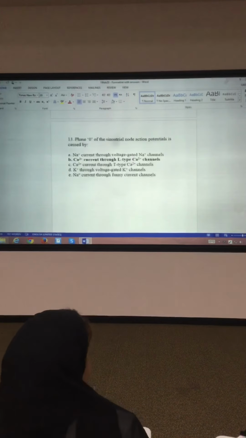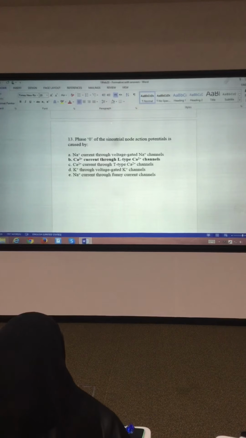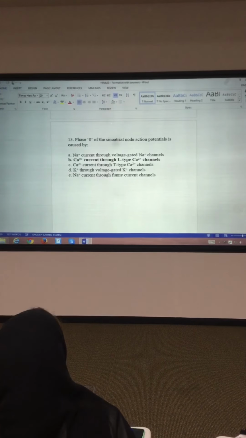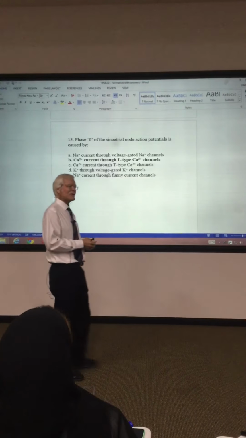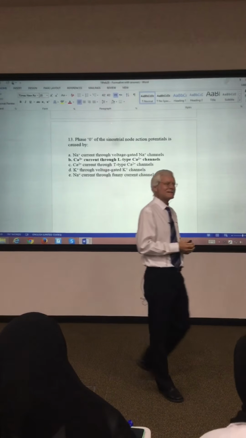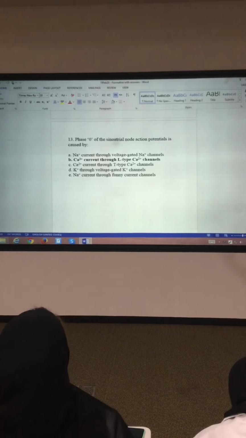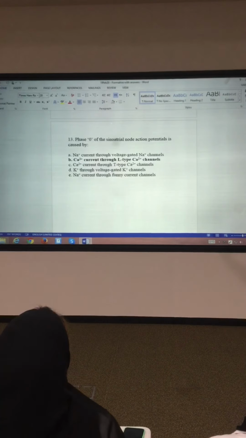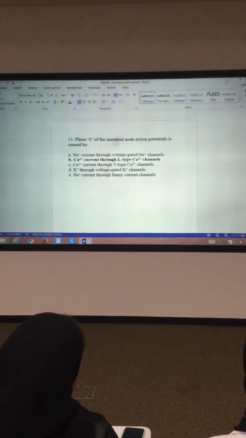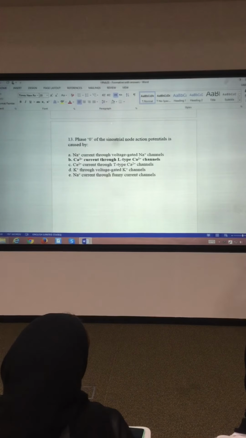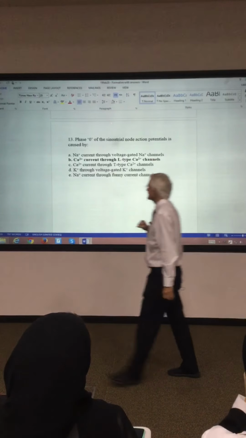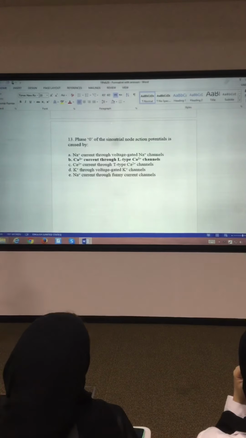13. Phase 0 of the sinoatrial node. Again, you need to know the phases, and in the sinoatrial node, you haven't got 5 phases, have you? You've only got 3. But again, the answer is L-type calcium current. But it's the upstroke this time, not the plateau. So 13 is B.